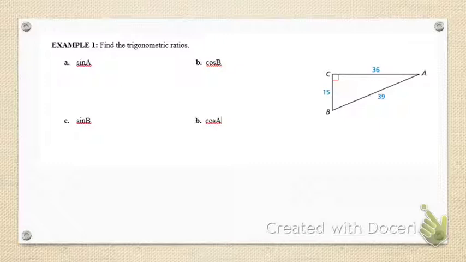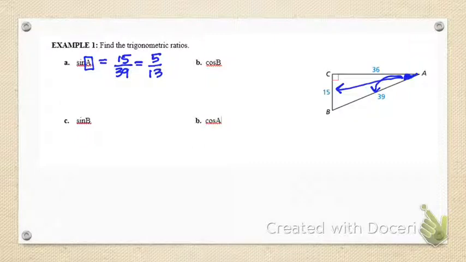Let's find the sine of angle A in this picture. So same as before, go to angle A, here's angle A. Find the sine. We're going to go opposite over hypotenuse. 15 over 39, and then of course we need to reduce this. All right, let's find the cosine of angle B. So here's angle B. So for cosine, we're going to go adjacent over hypotenuse. So the cosine is going to be 15 over 39, and again, we're going to reduce.